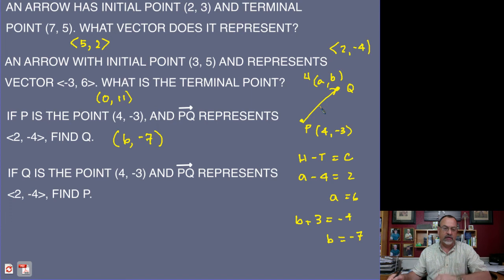Again, I can quickly check this by doing head minus tail. 6 minus 4 is 2. Negative 7 minus negative 3 is negative 4. Okay, so that's how you determine the direction of the vector. In the next video, we'll look at some algebra of the vector, and then we'll look at the magnitude.